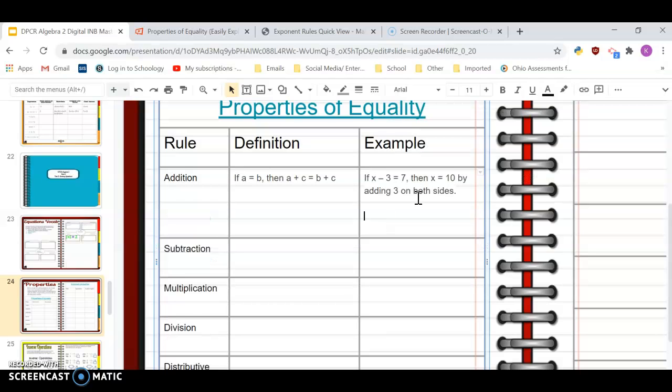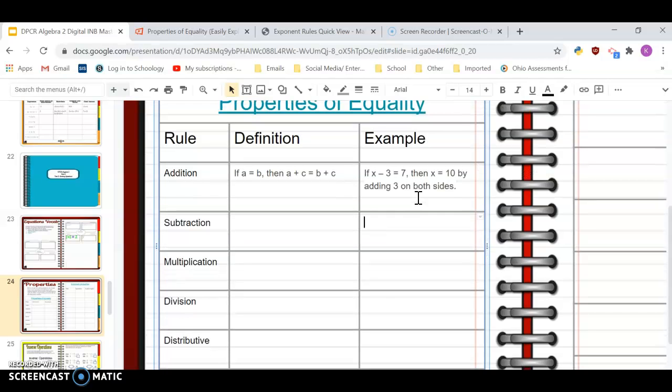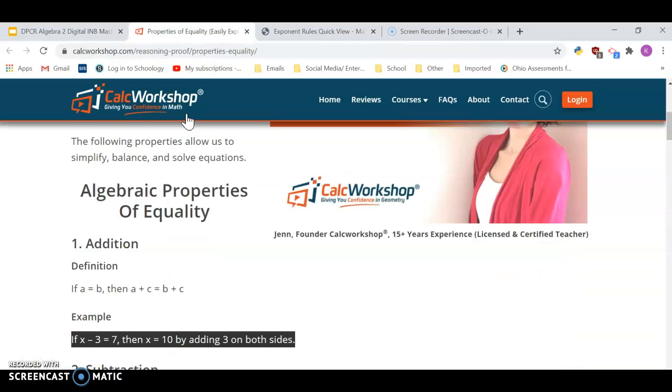So this is a more technical way of telling me what the steps are to solving something. And I will give you a little quiz over this eventually. All right, so we got the rule for addition. Now we're going to look at the rule for subtraction.